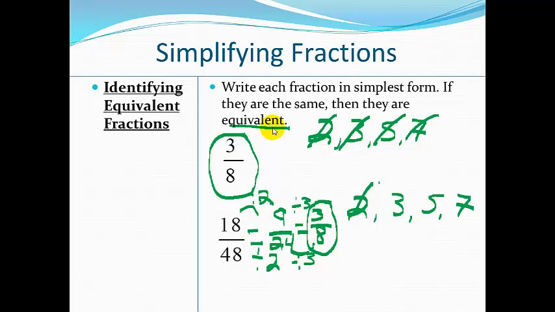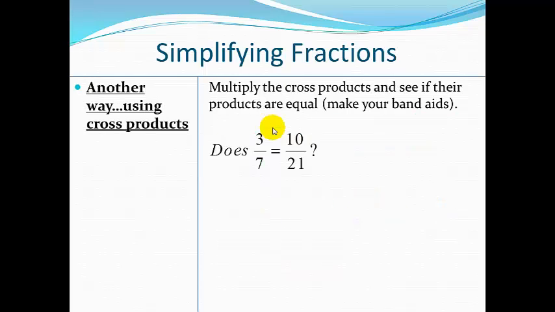Okay, so Ms. Peterson is going to show you another way to identify equivalent fractions. Another way we can look at this is using cross products. Now cross products is similar to when I make my Band-Aids. Not similar, it is the same.